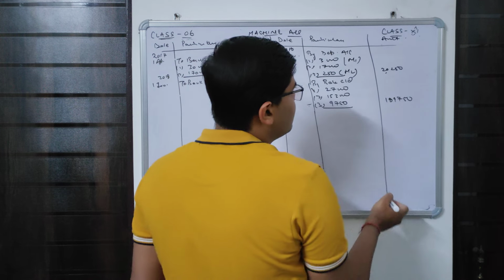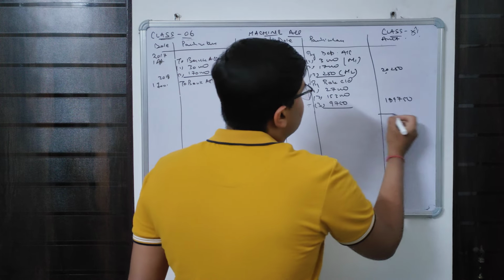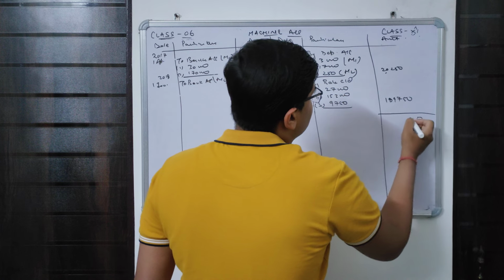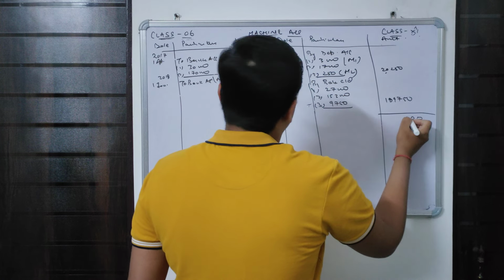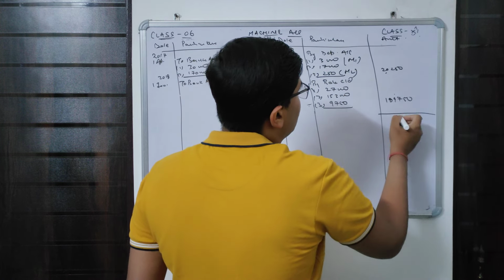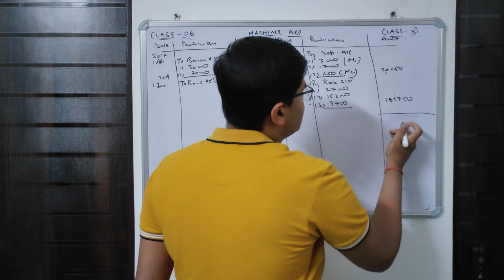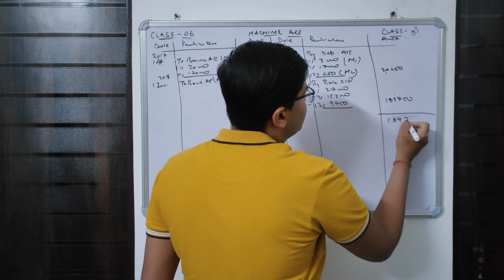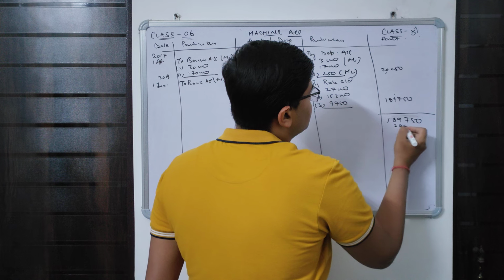And when you total it, you will get 2,10,000. You can total it directly, 1,89,750 and 20,250.